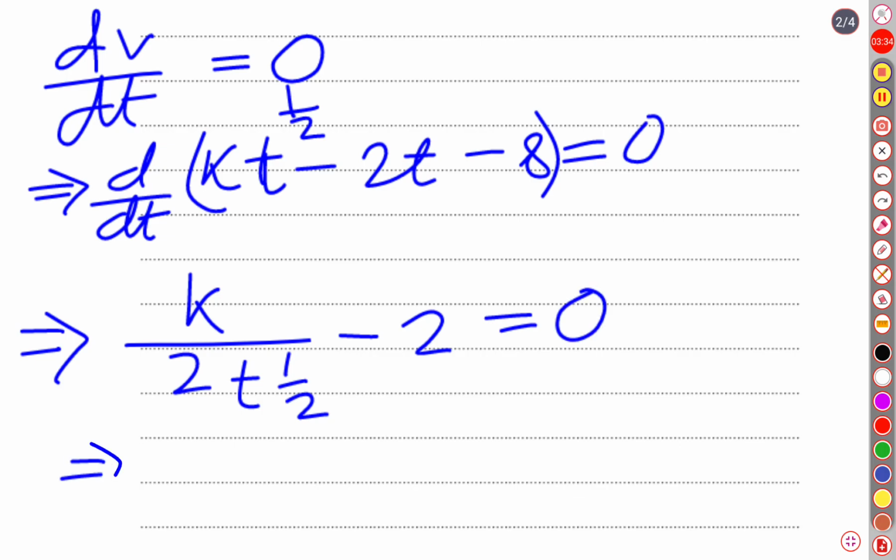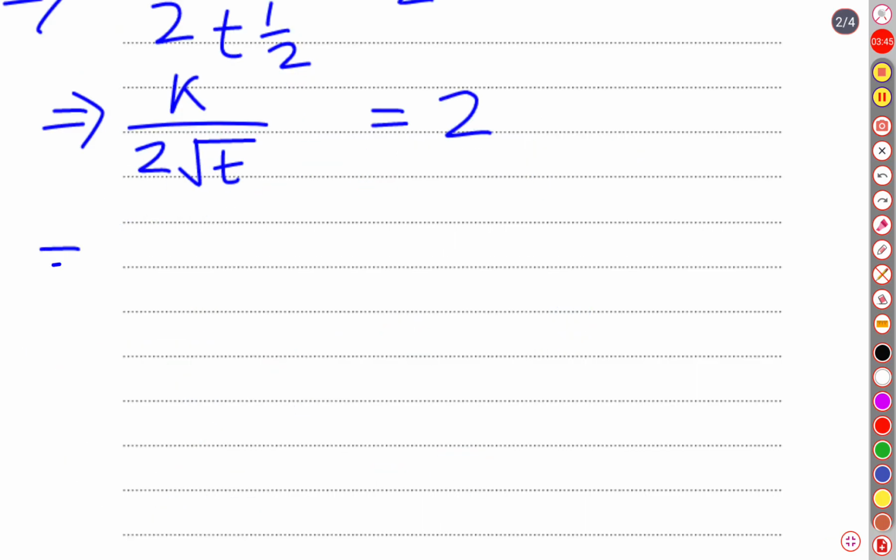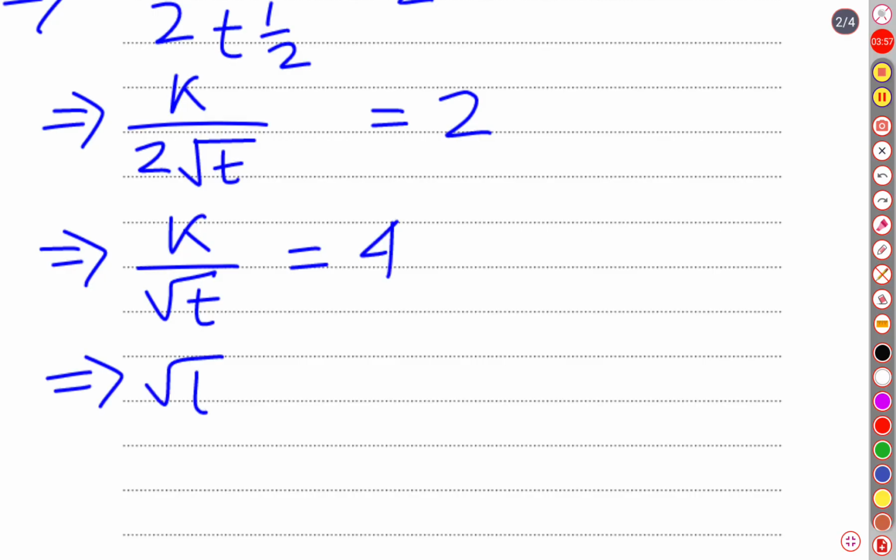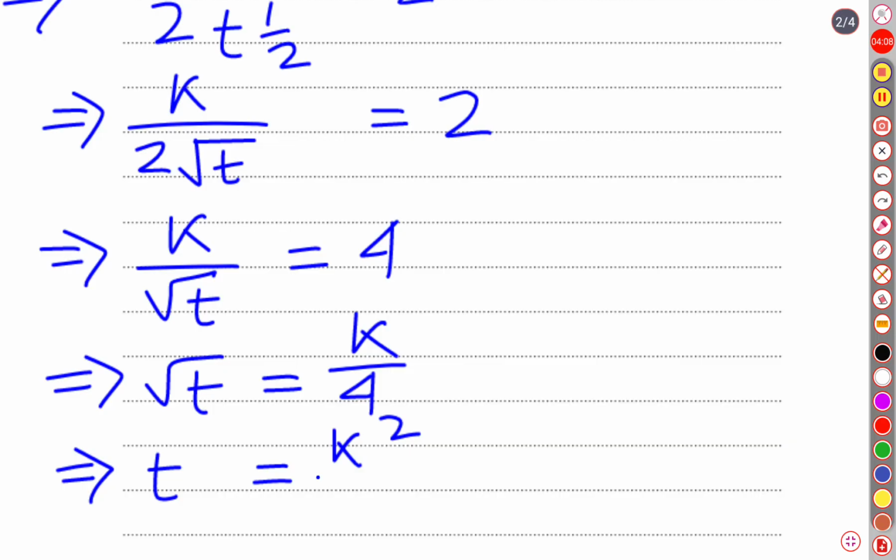That means we are going to get k over 2 square root of t equal to 2, or k over root t is equal to 4, and actually square root of t is equal to k over 4, and we are searching for t. So t is equal to k squared over 4 squared, which means 16. So this may be left as equation number 1.